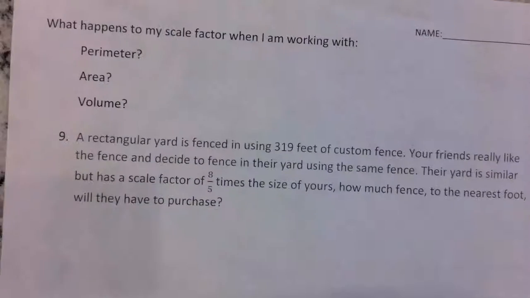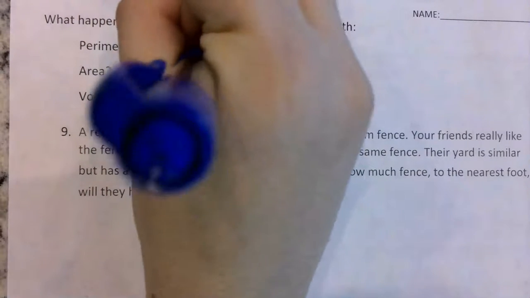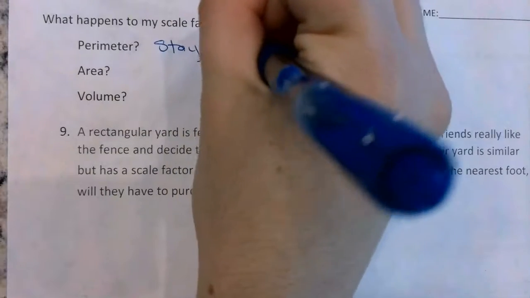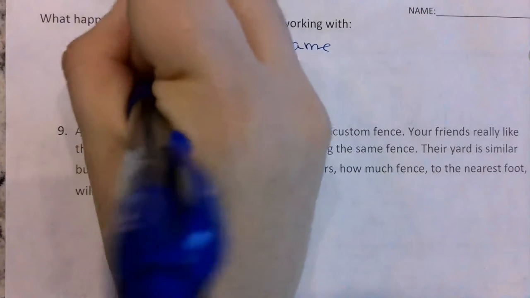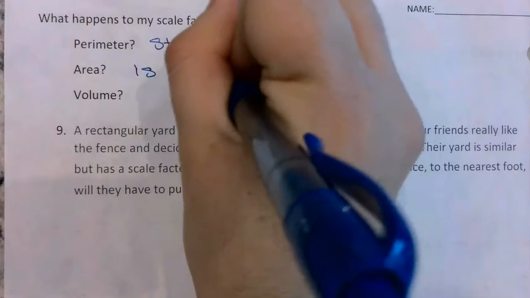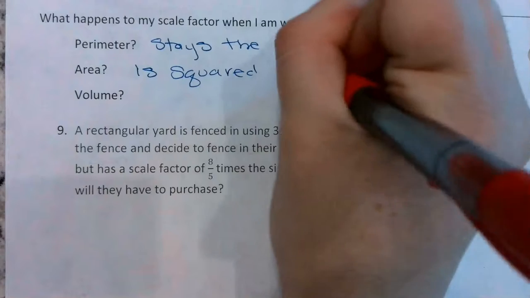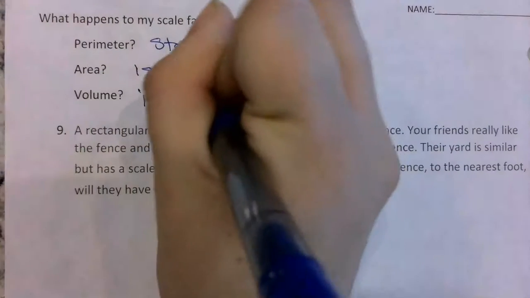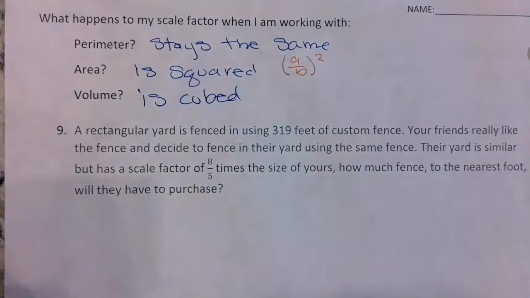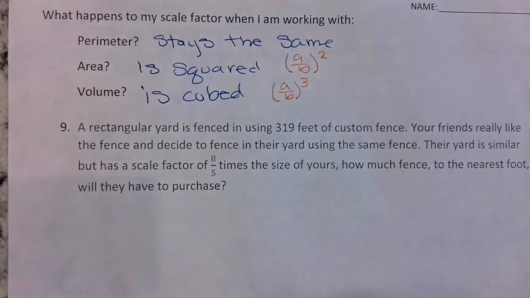Okay. When I am working with scale factors, the perimeter stays the same for the scale factor. Area is squared. So that's when it gets the exponent of 2. And volume is cubed. So with the exponent of 3.